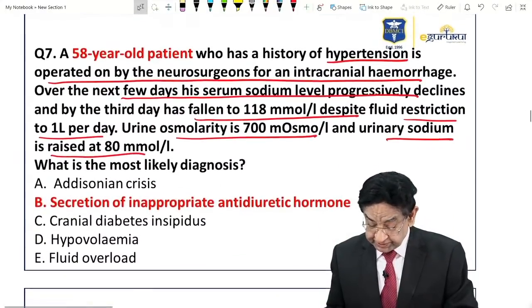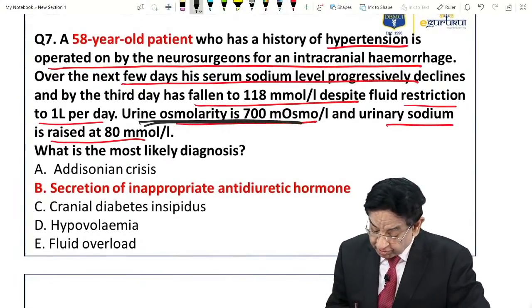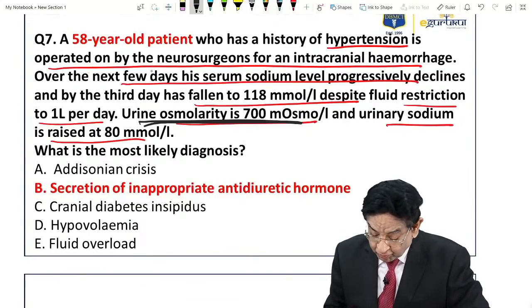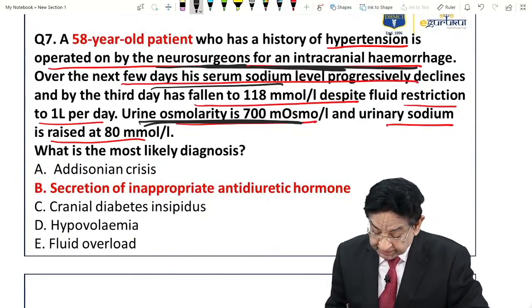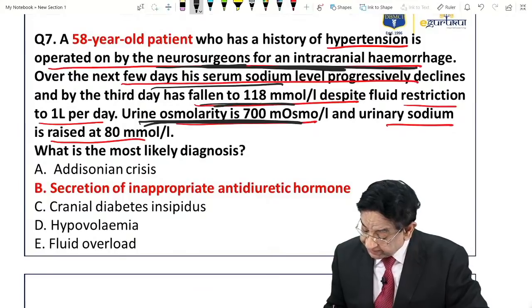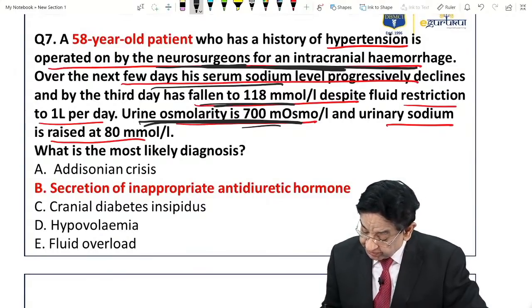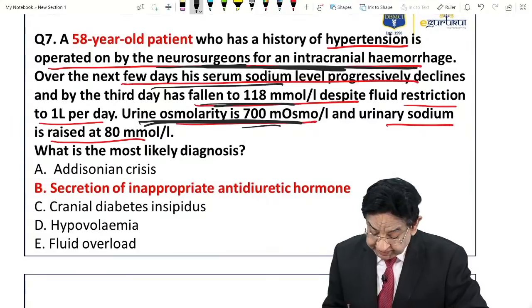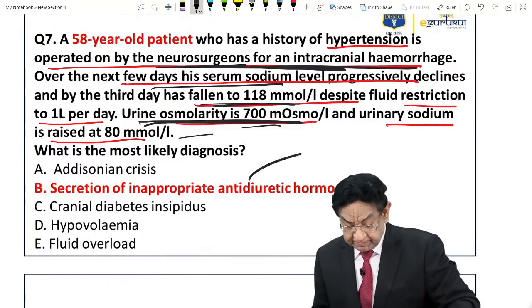Okay, one more question. Again, you are getting increased urine osmolality, and now it's a neurosurgery case. Serum sodium has fallen to 118. Urine osmolality is high. And once you restrict the fluid, urine sodium is raised to 80 millimole. What is the most likely diagnosis? In this case, again, surgery is being done.